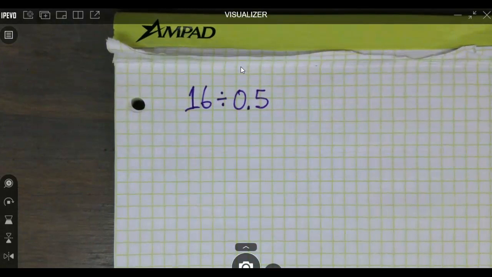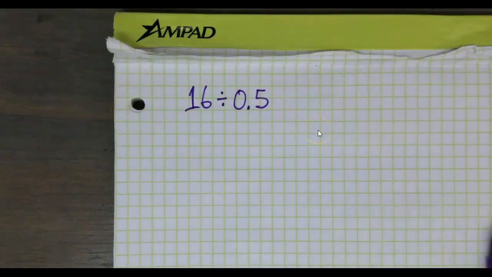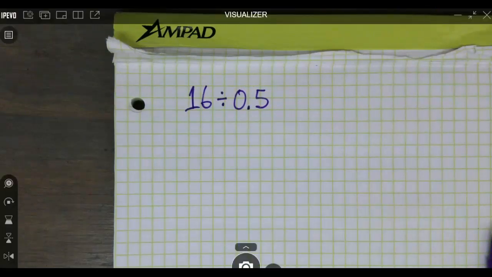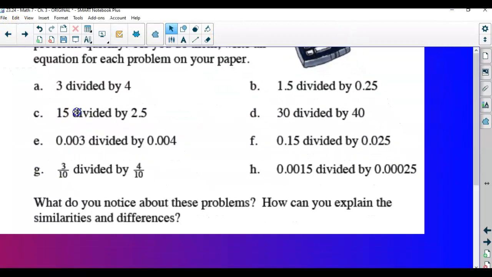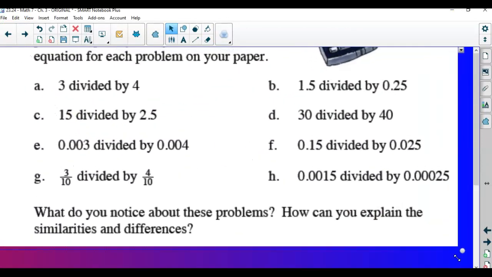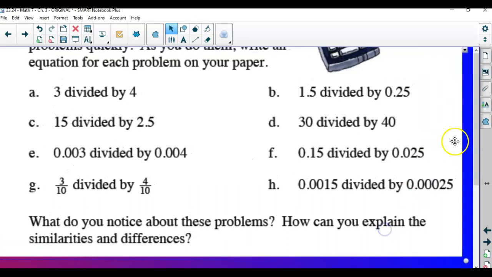I want some different things from different groups, so take a couple minutes. How are you going to approach that problem? You cannot use a calculator. I can do that. Then if you get done with those, or that one, try these. You might use all sorts of different strategies for these different divisions.